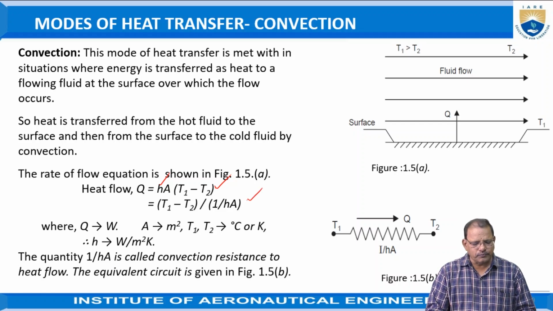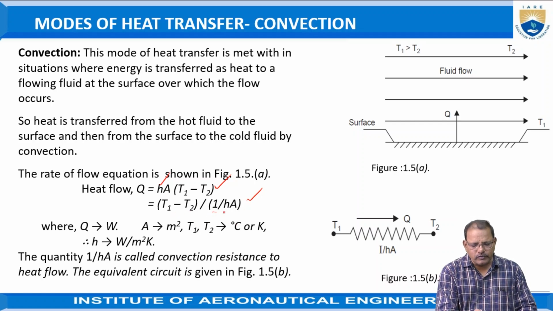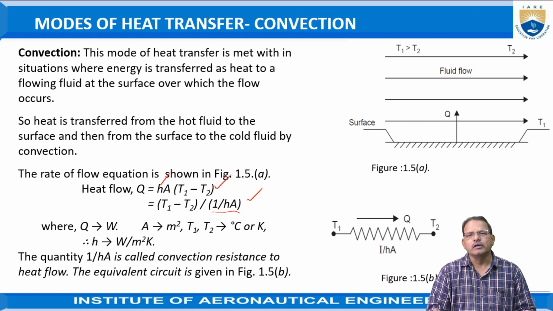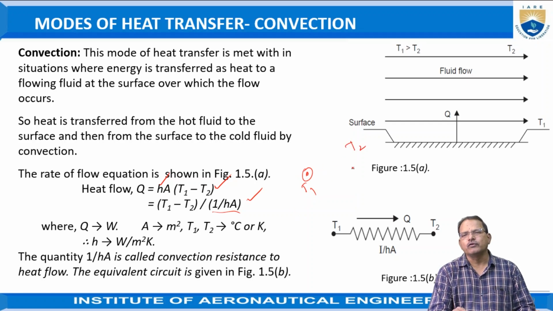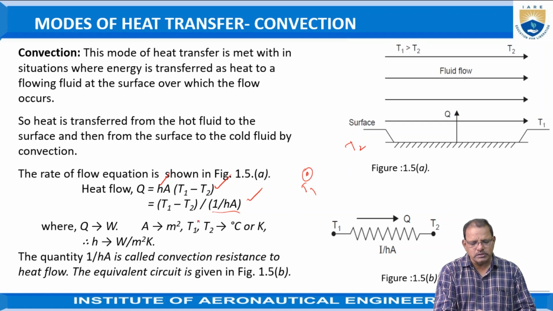From this relationship, the quantity 1 by hA can be written as (T1 minus T2) divided by 1 by hA. This 1 by hA is known as the convection resistance to the heat flow, which is equal to the resistance in electrical circuits. The heat energy flows from one region to another in gases or liquids. T1 is the temperature at one region and T2 is the temperature at the other. The heat energy flows from T1 to T2, given by (T1 minus T2) divided by 1 by hA, and 1 by hA is called the thermal resistance.